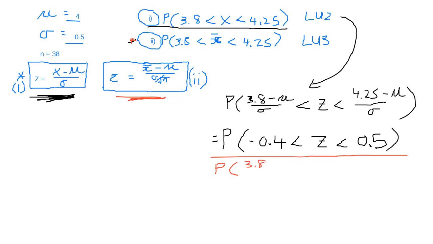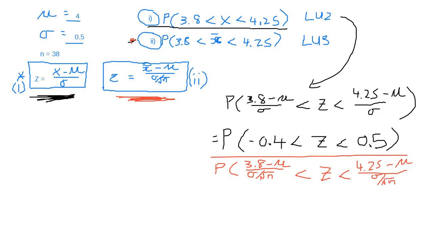3.8 minus mu. But remember the difference, because we're using this equation, your denominator is sigma over square root n. That's how we convert to a z. So this becomes z, and then the right-hand side is 4.25. I'm doing the same thing I did to the left-hand side: 4.25 minus mu, all over sigma over square root n.